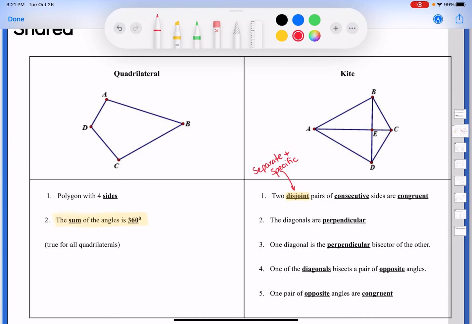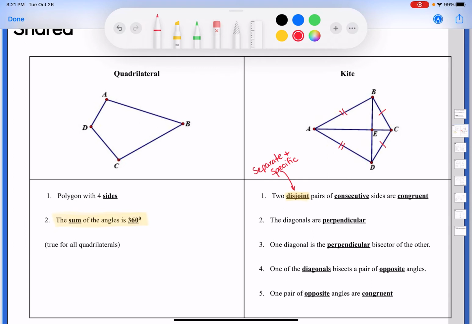So again, 2 separate and specific pairs of consecutive sides congruent means I say, okay, well, these 2 sides are congruent. Notice one right after the other, that's consecutive, and then these 2 sides are congruent, right? So it's 2 specific pairs of sides, and the same side isn't involved in both pairs. That's what disjoint means. All right. The next thing that we know for sure about a kite is that the diagonals are perpendicular.